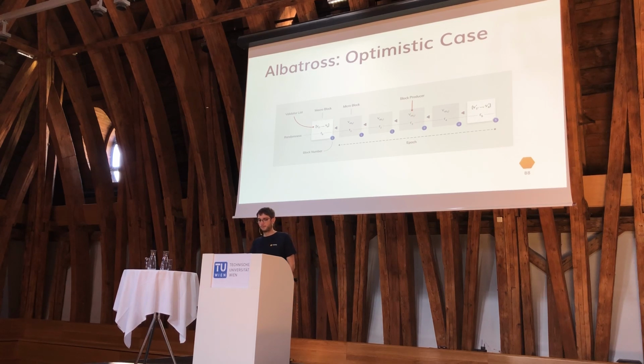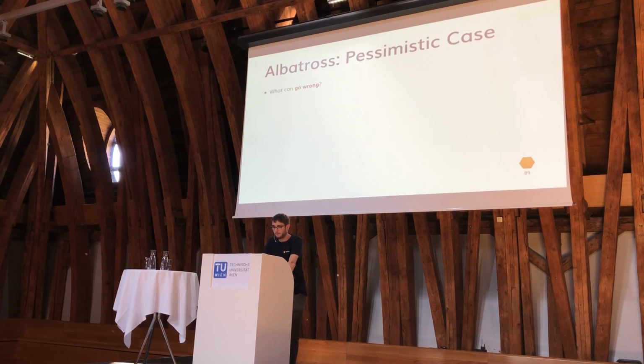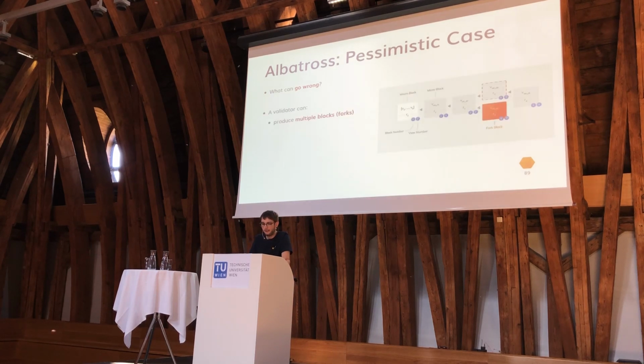Okay, so let's talk about the pessimistic case. In the optimistic case, we have, as you can see here, a lot of these microblocks that can be produced very fast, deterministically, and then at the end we have this voting, this PBFT, which is a bit more heavyweight. In the pessimistic case, let's see what can go wrong. A validator can produce multiple blocks, for example. Let's say here in block number 3, a validator just produces 2 different blocks. So the same validator produces 3 and 3'. What can go wrong?